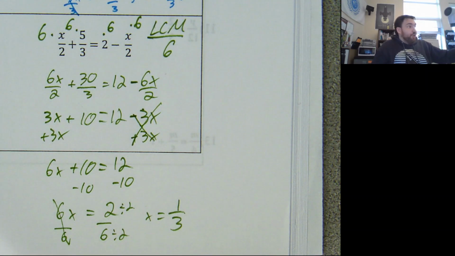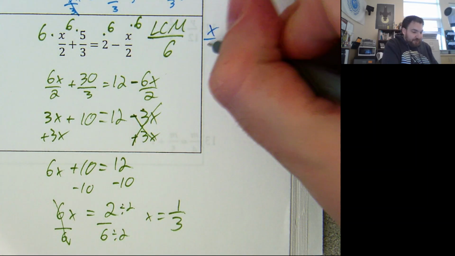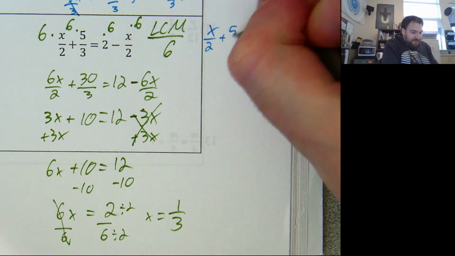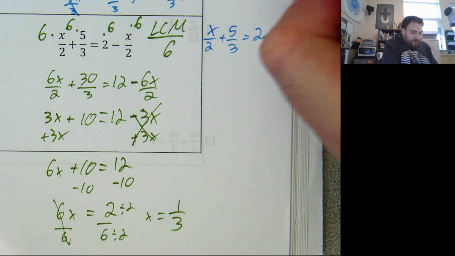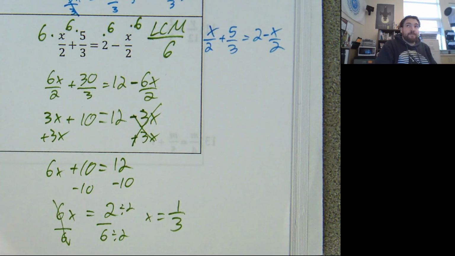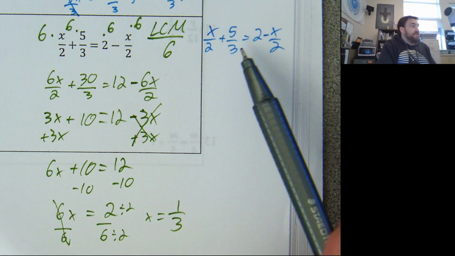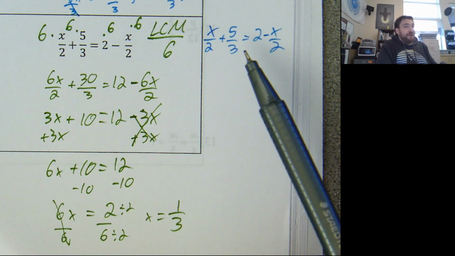Okay, so real quick, I want to show you where the other way starts. So write out this question for me real quick again. x over 2 plus 5 over 3 equals 2 minus x over 2. Write that up here. I'm going to demonstrate where the other method goes different just to start.